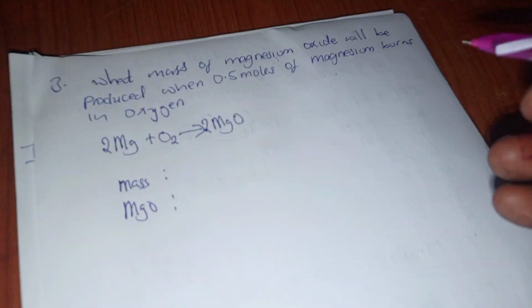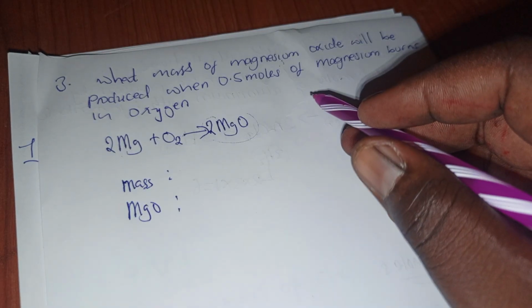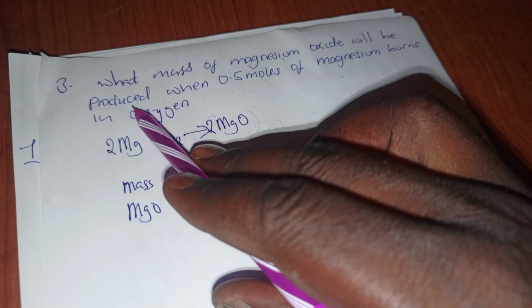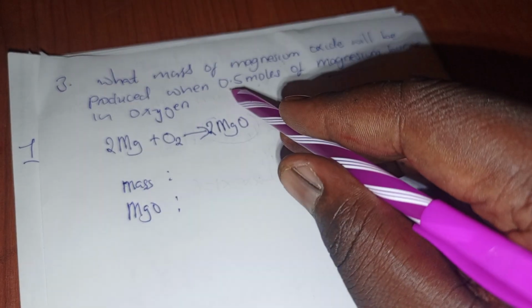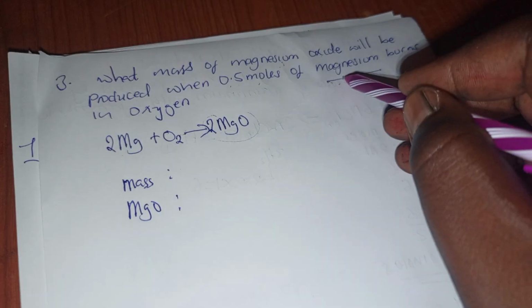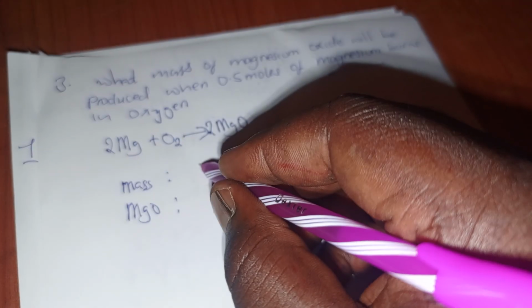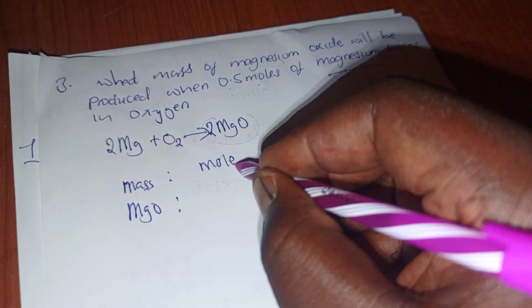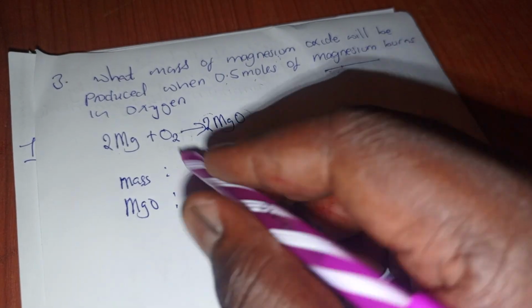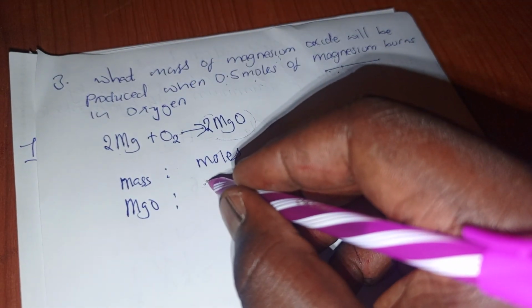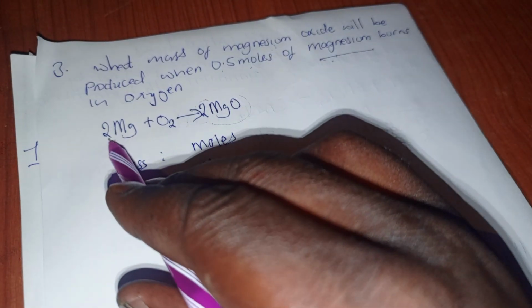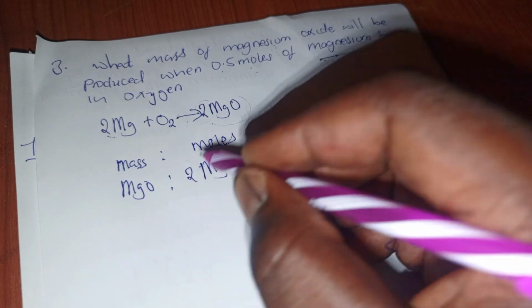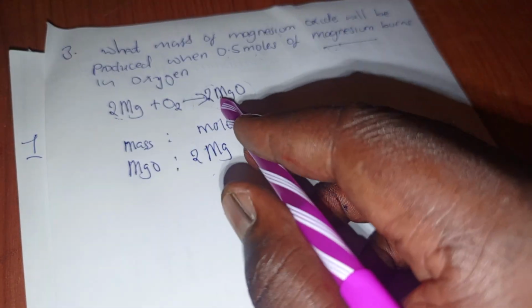oxide. Then 2. So we need to check the number of moles given for which element or compound produced when 0.5 moles of magnesium. Which means this 0.5 moles is given for magnesium. So remember there's a 2 here, so we put a 2 here, and also there's a 2 here, so I'll put a 2 here as well, like this.